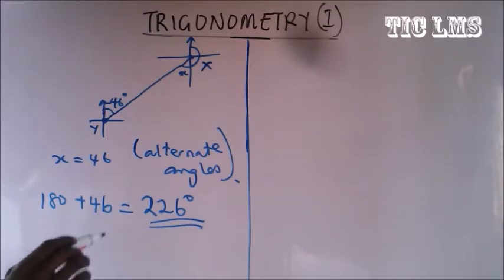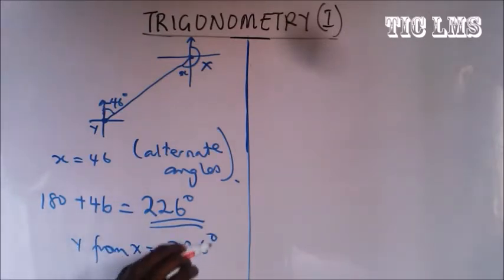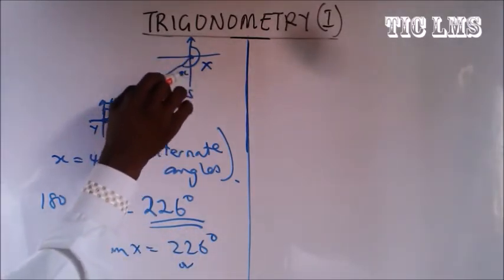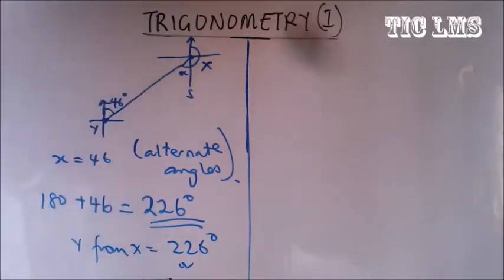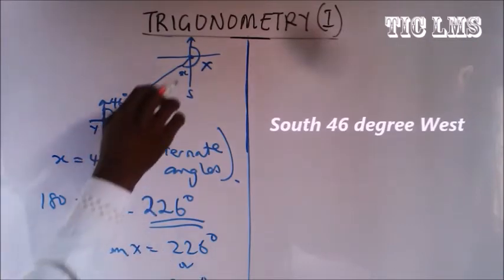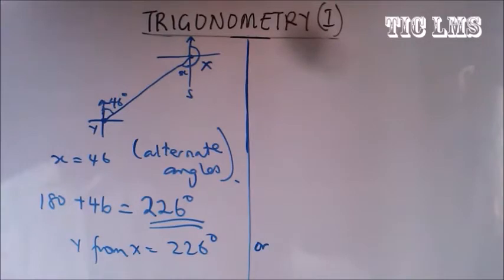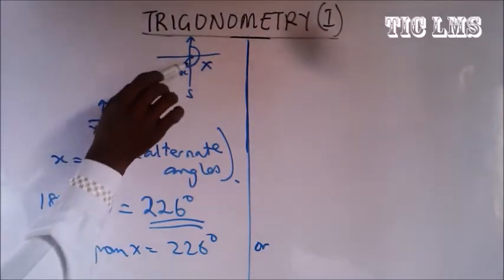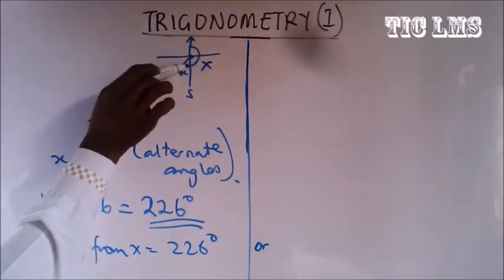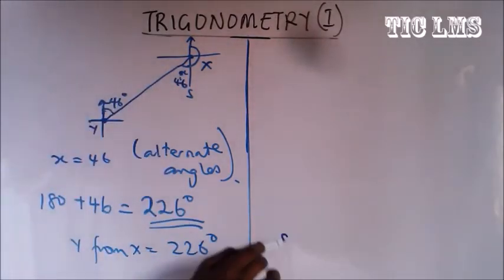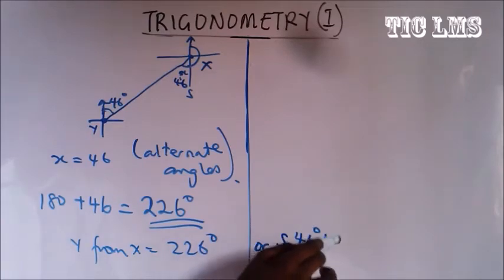And so the bearing of y from x equals 226 degrees, or you can say this is south going towards the west. You can call it south 46 degrees, because here is also 46 degrees, 46 degrees to the west. This angle here is 46, just like this is 46. They are alternate angles, right? So we say south 46 degrees to the west.